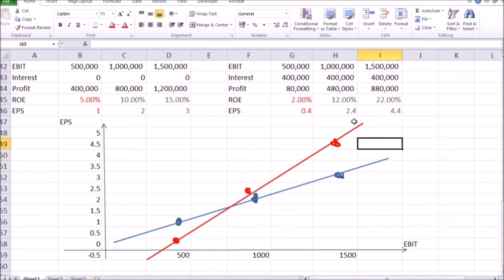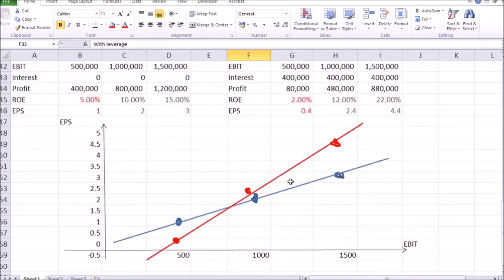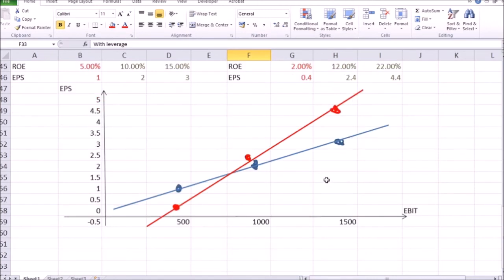Now connecting these red dots shows you the relationship between earnings per share and earnings before interest and tax in red color for the company with leverage. So what do we see over here when we compare the red line with the blue line? What we see is that on the right side of the chart, when things go well, when the earnings before interest and tax are high, the red line is above the blue line. So it's actually better to have leverage in that case.